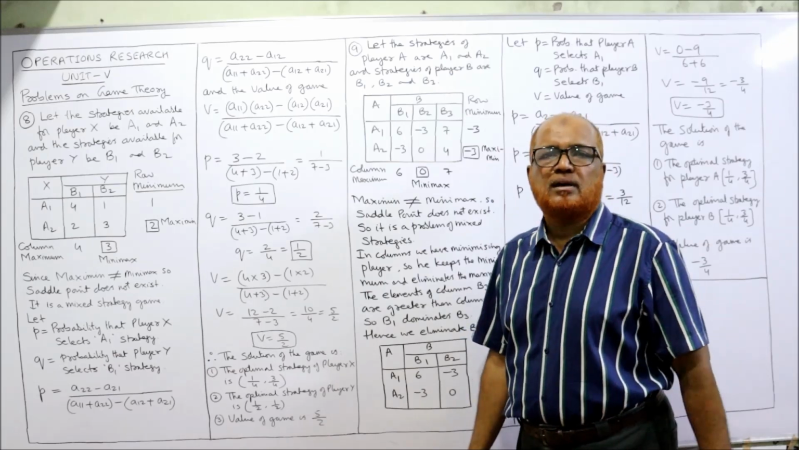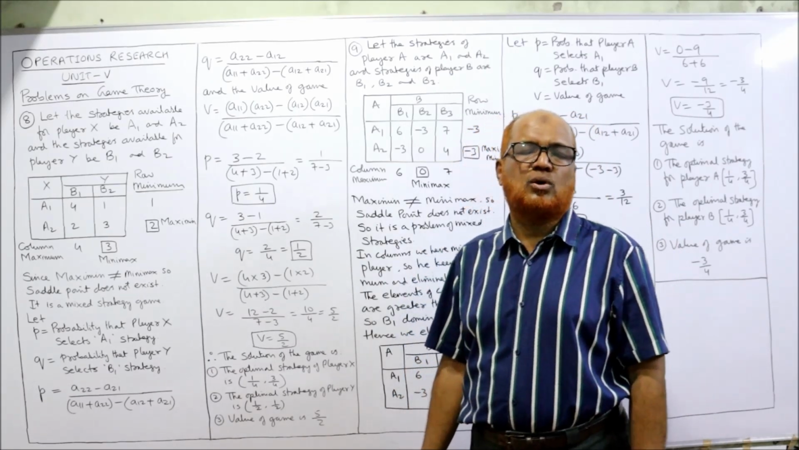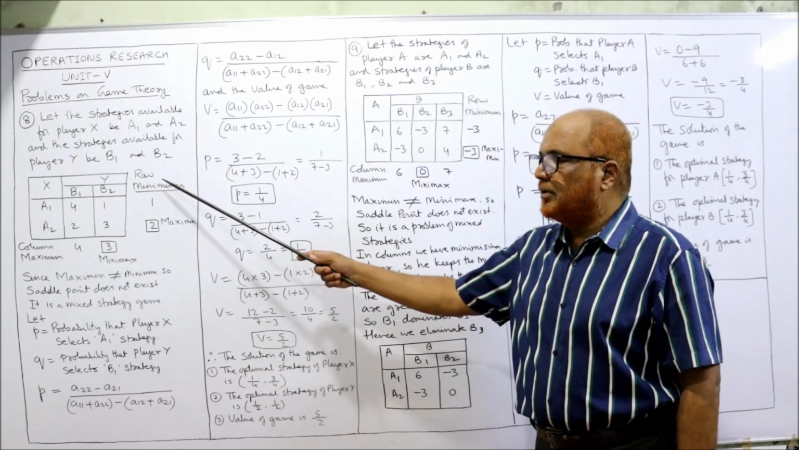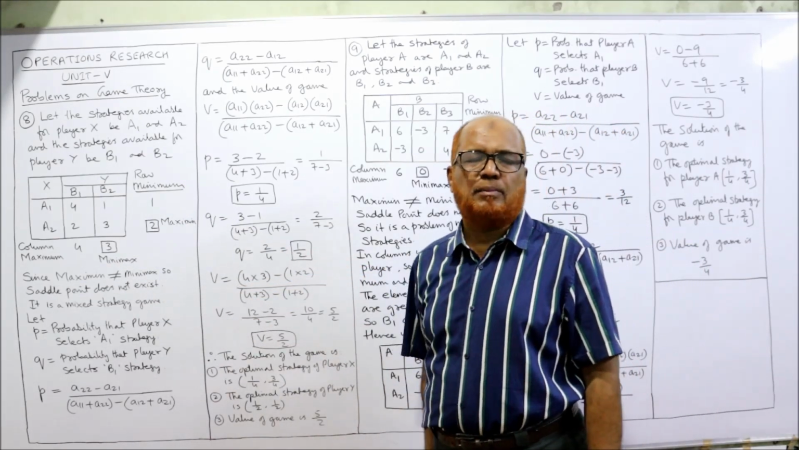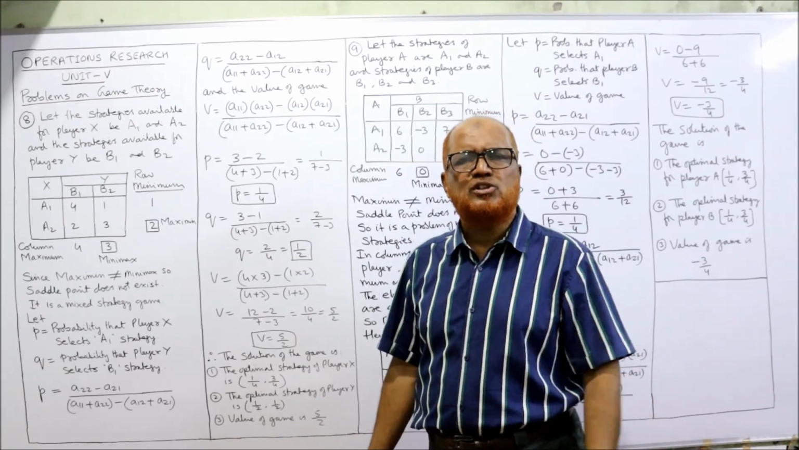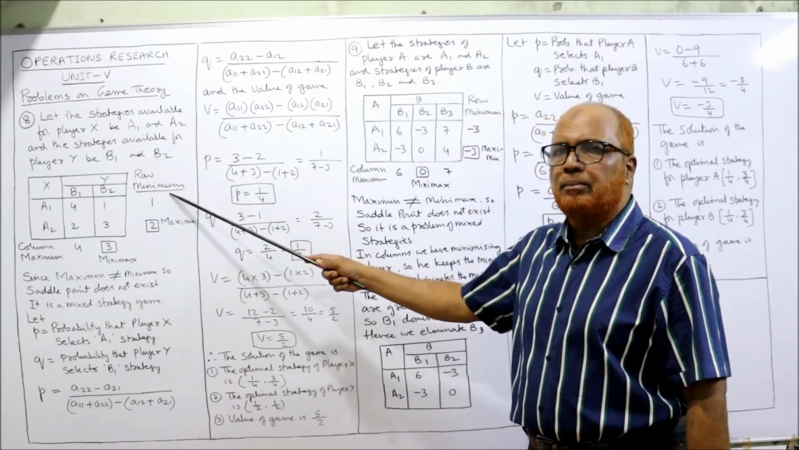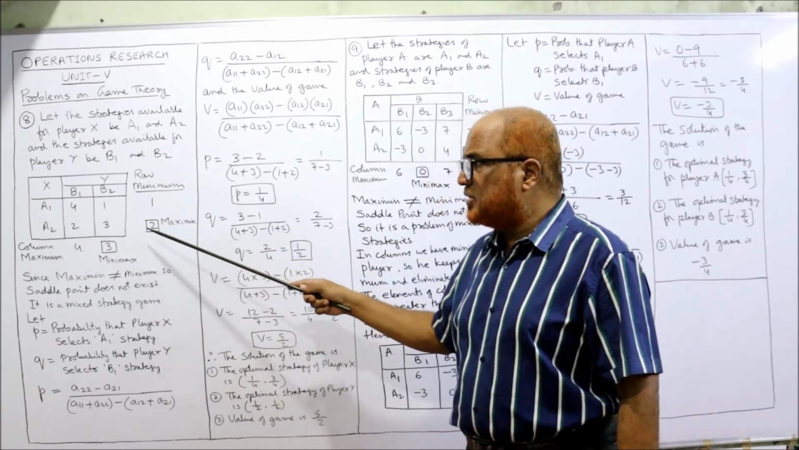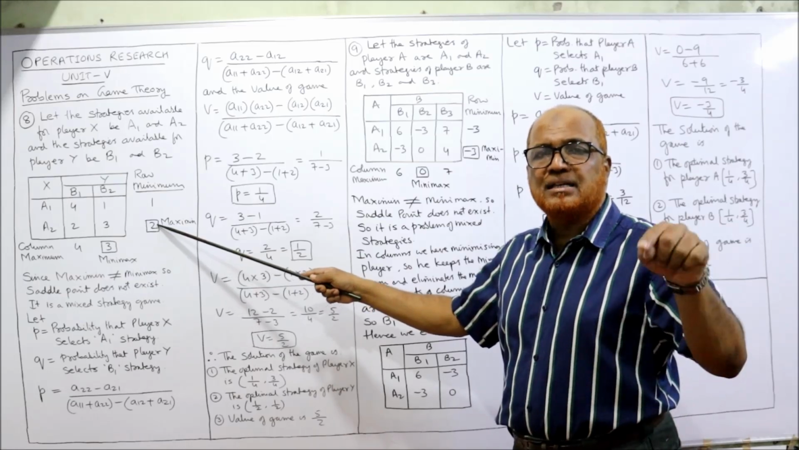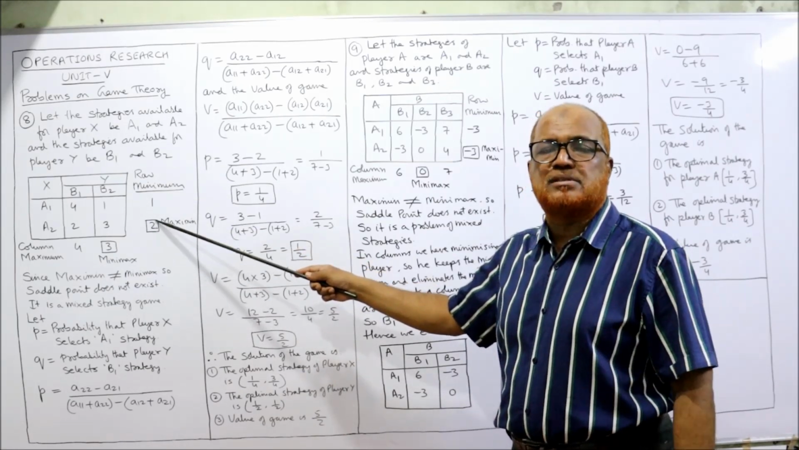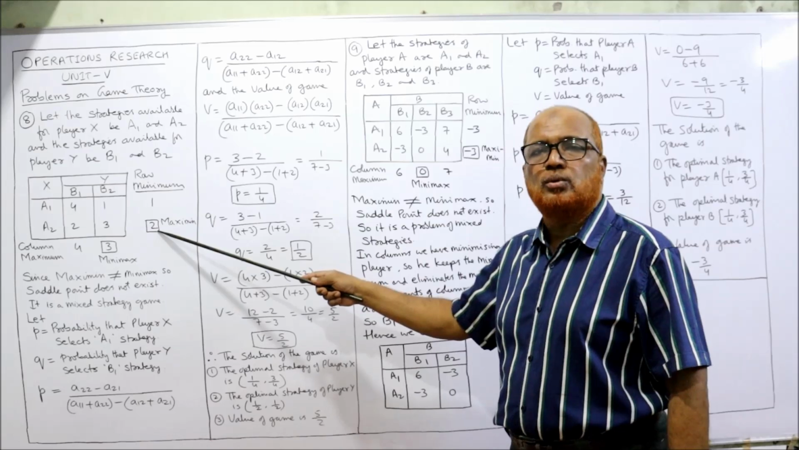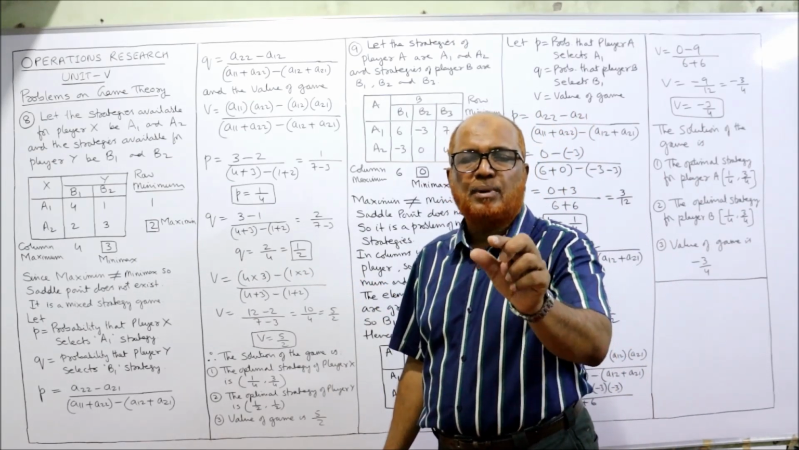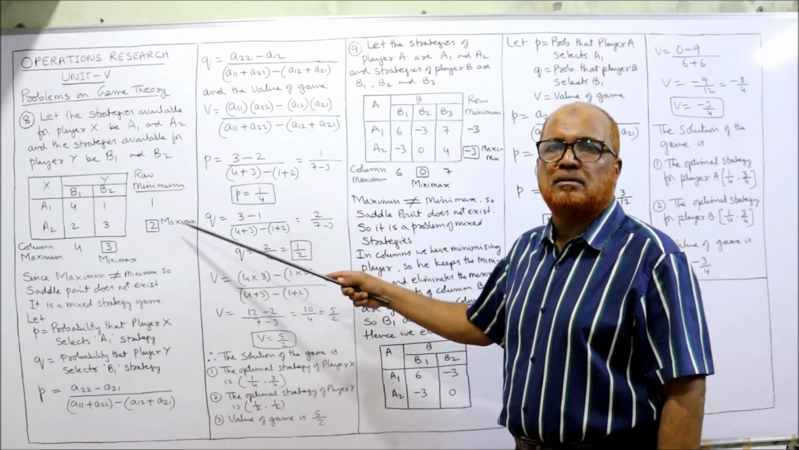First of all, we have to check whether it is mixed or pure. We need to calculate the row minimum and column maximum, as usual, what we have done in the previous problems. Row minimum: the first row minimum is 1, the second row minimum is 2. So what is the maximum among these minimums? The maximum is 2. That is called maximin, meaning maximum among the minimums, right?